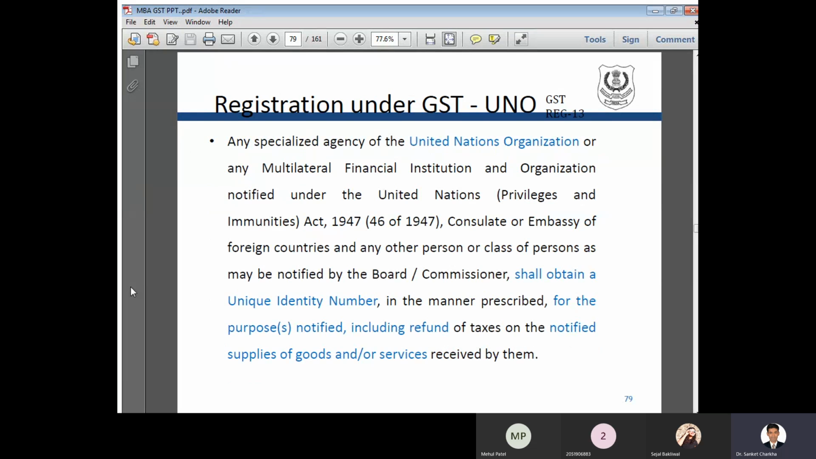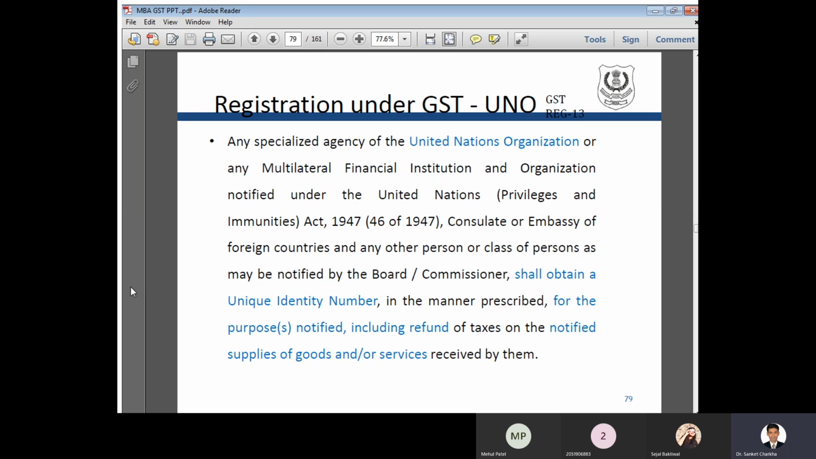Registration under GST and UNO. If your business has several different types of verticals, then the respective space agency, that is NASA, can provide you the particular information in coordination with the UNO, that is the United Nations Organization, and accordingly the information can be collected and scrutinized.